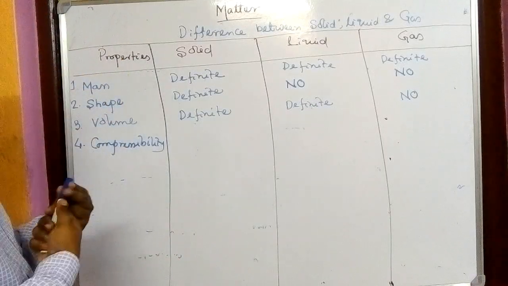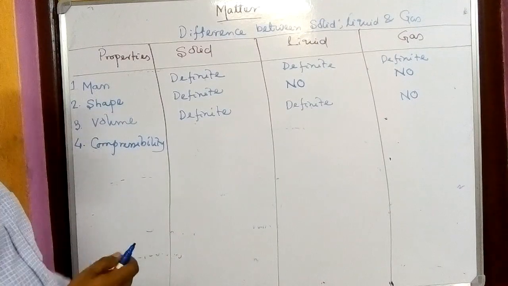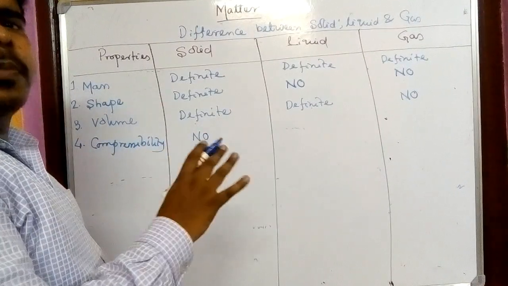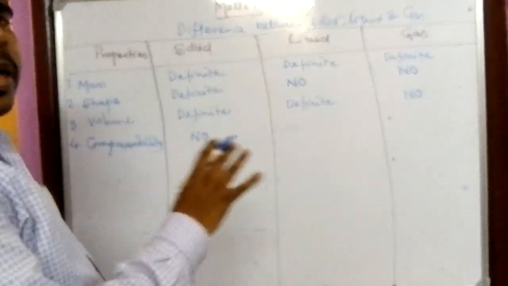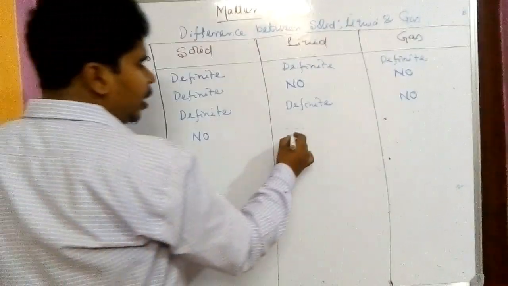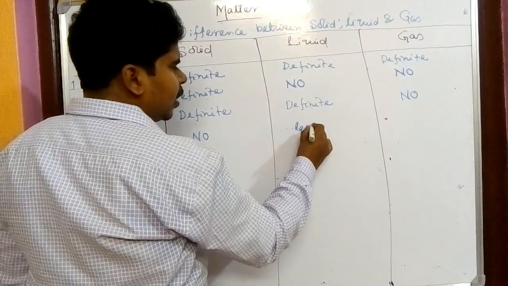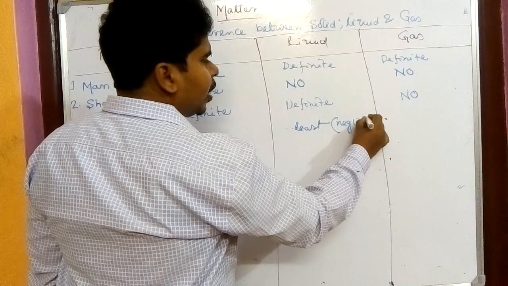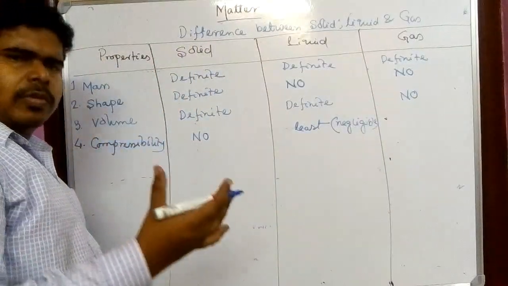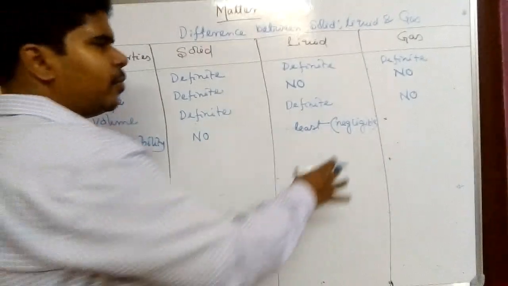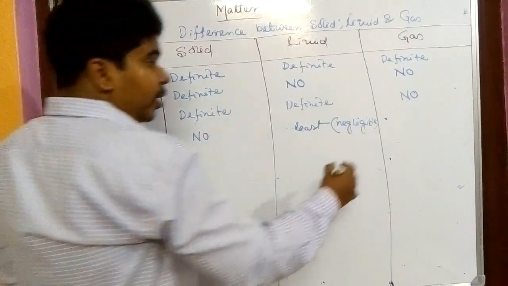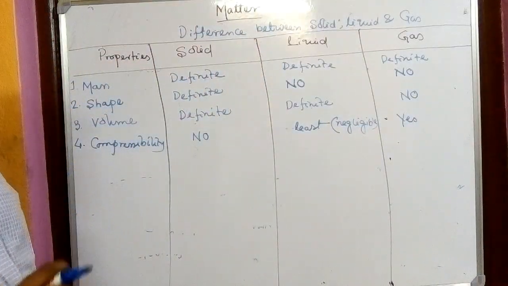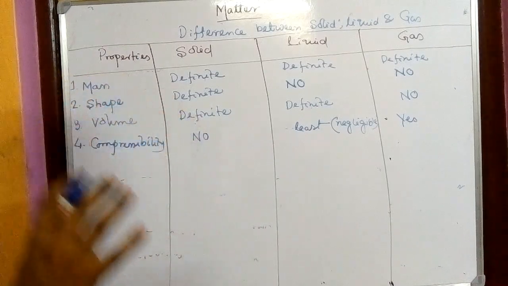If I'm talking about solid, we know that we cannot change the volume, so compressibility for a solid is zero, no compressibility. We cannot compress a solid. If I'm talking about liquid, it is very little, so we can say least, or we can mention here negligible. Generally we cannot compress liquid, but there is a chance that we can compress it, though very little, negligible. But gas, yes, we can compress it, so we can write that gas has compressibility, we can compress the gas.